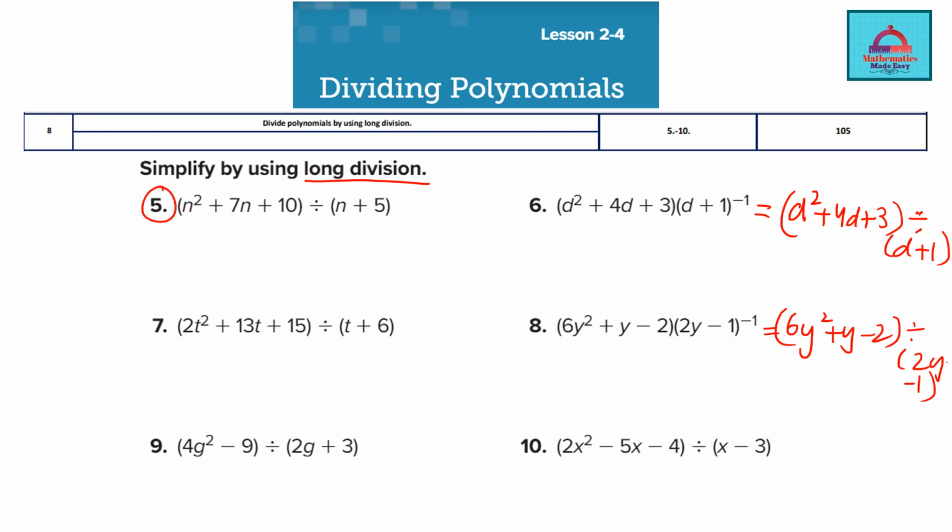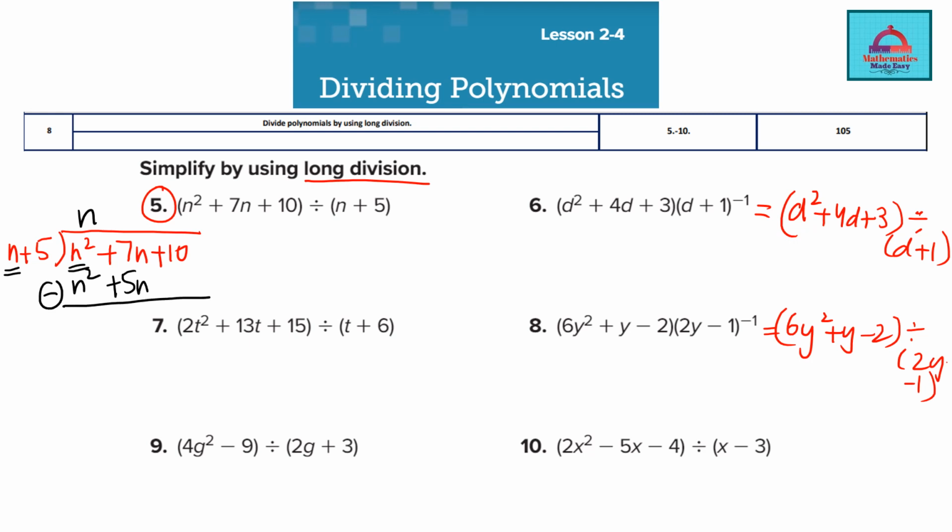So let's take question number 5. So first of all, the thing which is getting divided will go inside and the one which is dividing will be outside. Okay, now you need to see what should be multiplied to n to get n squared. So that is an n. So that's why you write n square, and 5 will also be multiplied, so 5n.